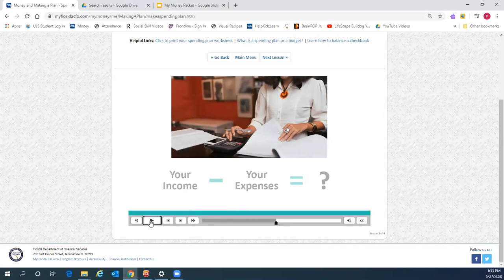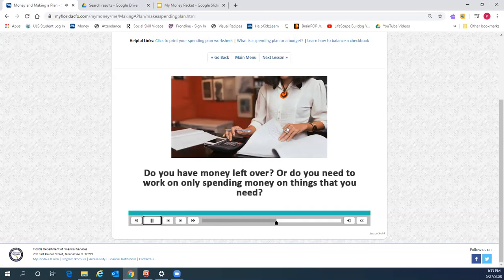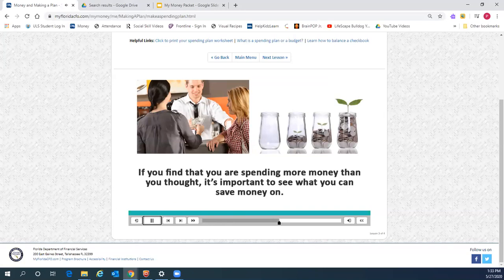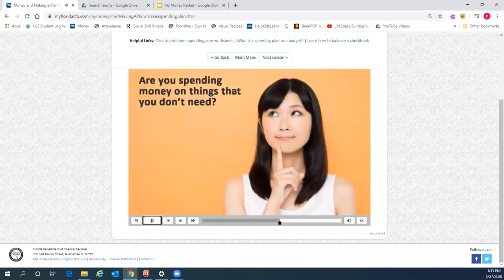How much do you have left? Do you have money left over? Or do you need to work on only spending money on things that you need? If you find that you are spending more money than you thought, it's important to see what you can save money on. Answer some of these questions.